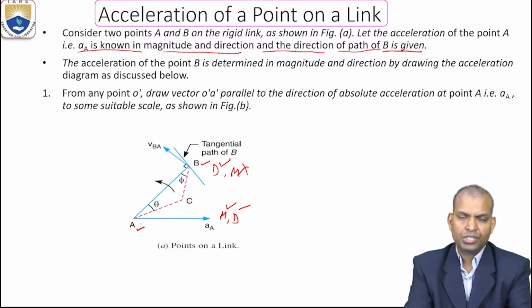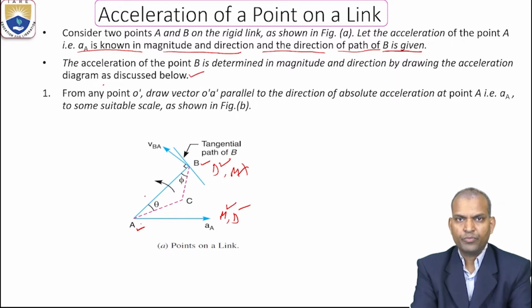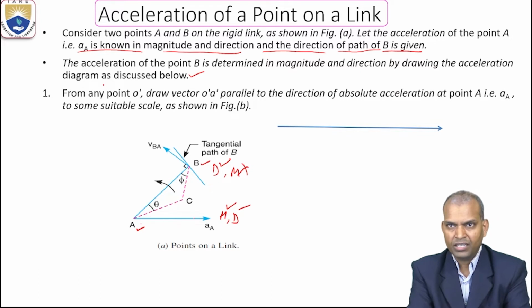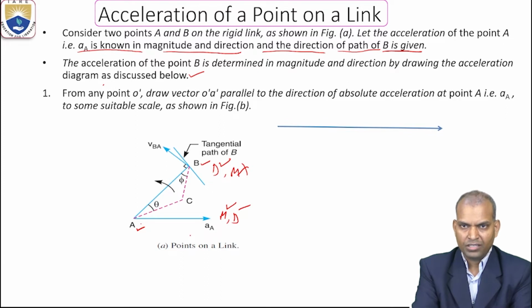Now, the acceleration of point B is determined in magnitude and direction by drawing the acceleration diagram as discussed below. What is the first step? From any point O, draw vector O A dash parallel to the direction of the absolute acceleration, that is AA, to some suitable scale, as shown here. We have drawn it to a known scale.